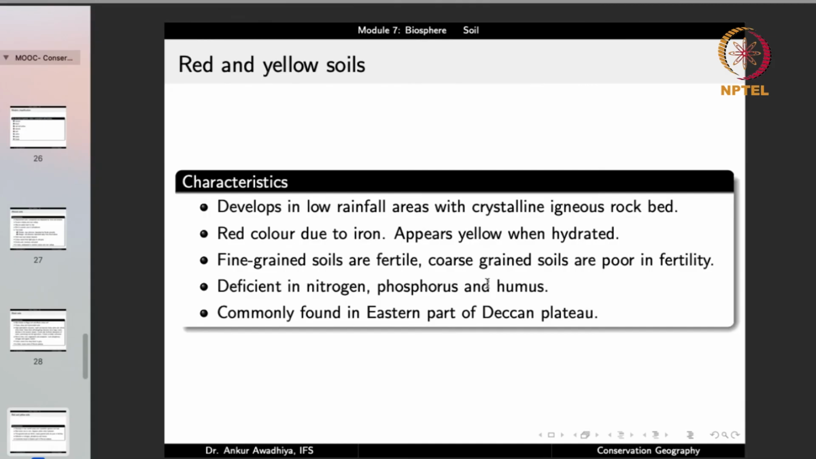Next, we have red and yellow soils. They develop in low rainfall areas with crystalline igneous rock bed. They have red color because of iron, and when they are hydrated, they appear yellow in color, which is why they are called red and yellow soils. Fine grained soils are fertile, whereas coarse grained soils are poor in fertility. So they can be either fine grained or coarse grained. They are deficient in nitrogen, phosphorus, and humus. So essentially, mostly they are infertile, commonly found in the eastern part of the Deccan Plateau. So they can be put to agricultural use by fulfilling all of these deficiencies.